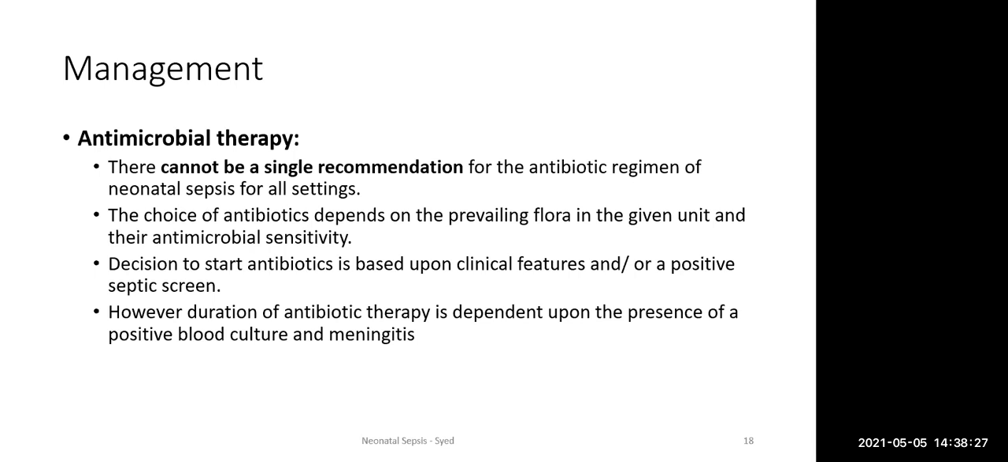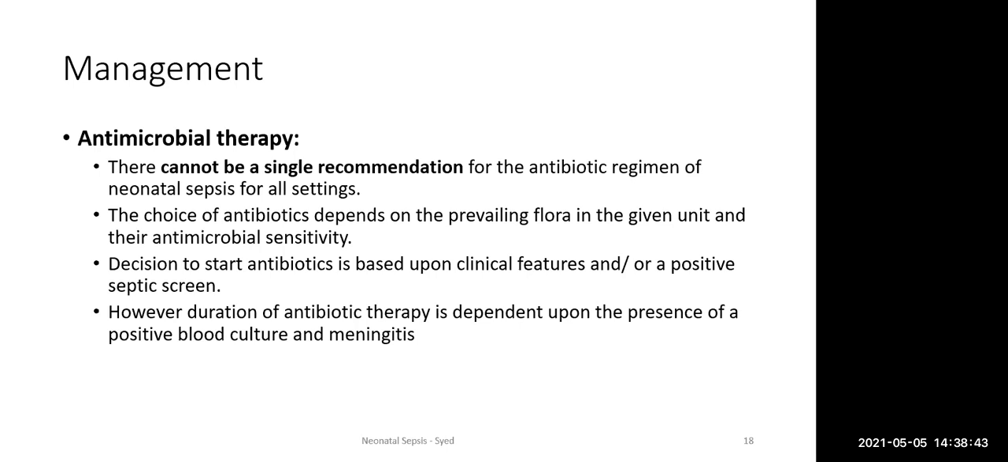So what do you want to give? It's gram positive, so what antibiotic do you want to give? Penicillin. So you give C-pen, or ampicillin, anything. So you just give penicillin.